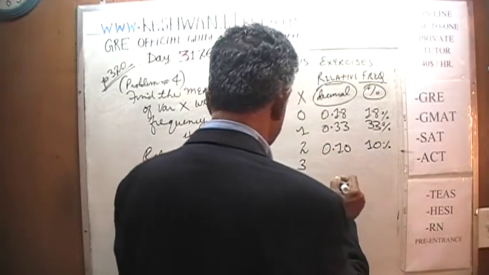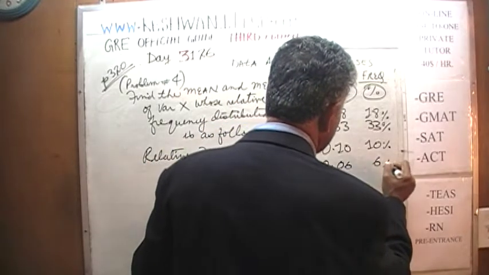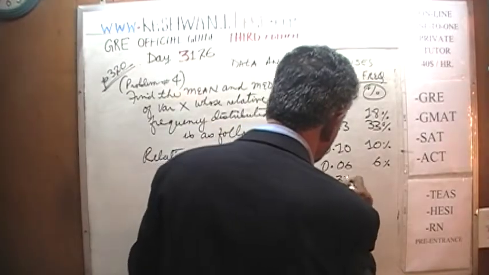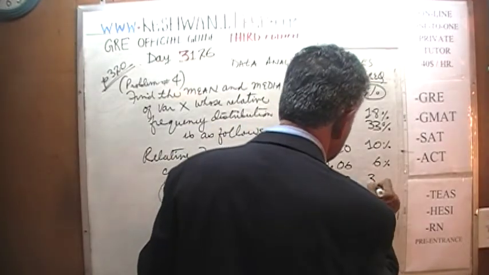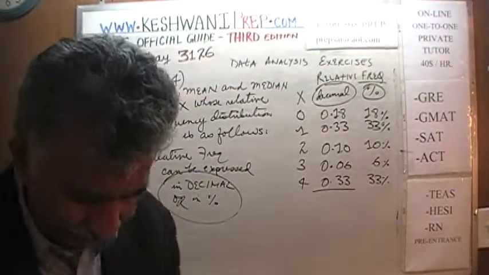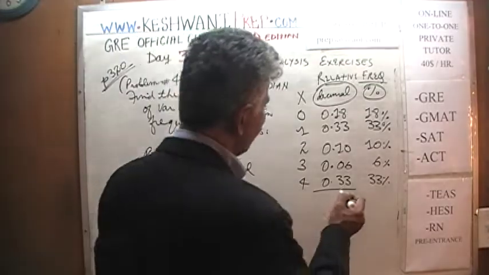And they go on to tell us that 6% of the time, it had a value of 3, and so on and so forth. And 33% of the time, it had a value of 4. And if we add them up, as I said before, it has to add up to 1. Let's quickly do it out just so we see it.